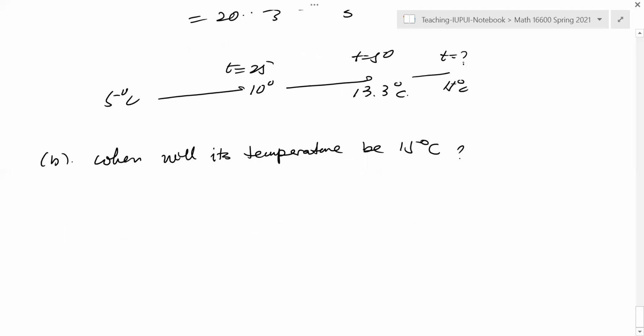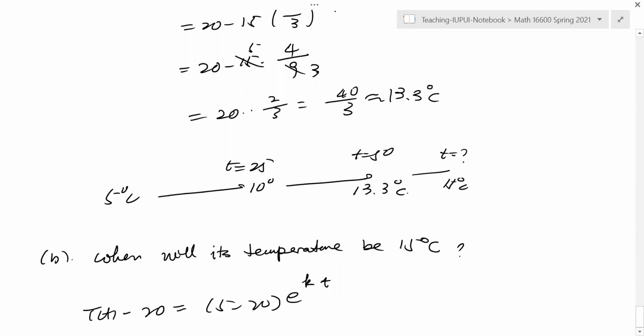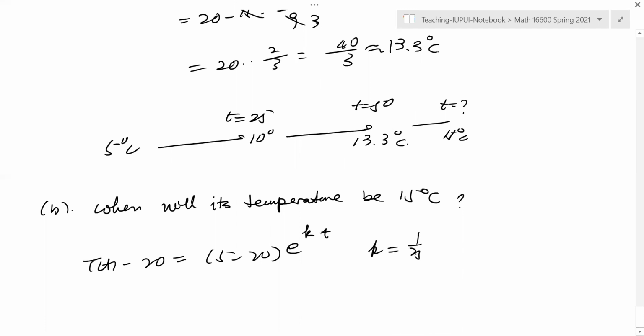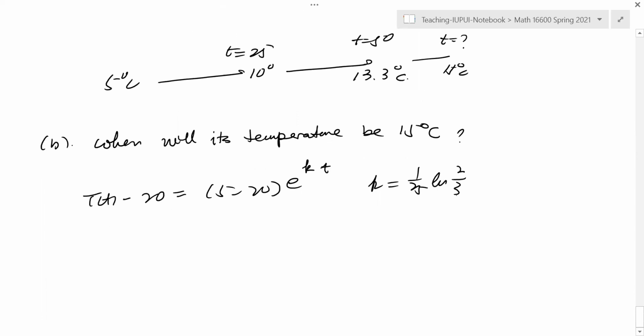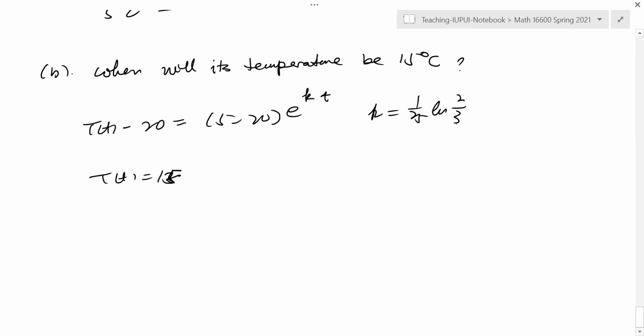So again, let's write down the formula: T equals 5 minus 20 e to the k times t. What is k? Well, I forgot k. Let's go back to k. k is 1 over 25 natural log of 2 over 3. We're just trying to find t so that this equals 15. When the temperature is 15, what is time t?